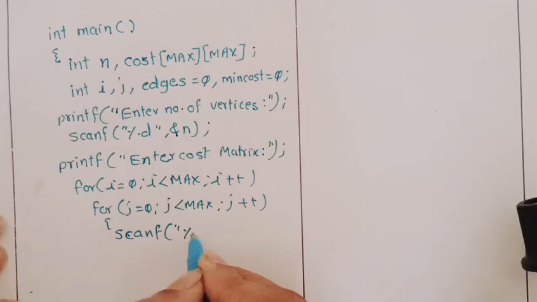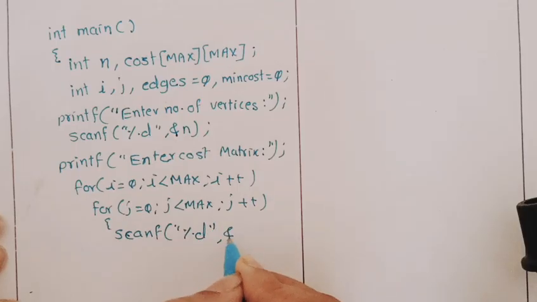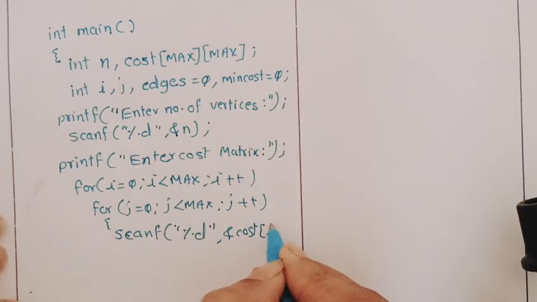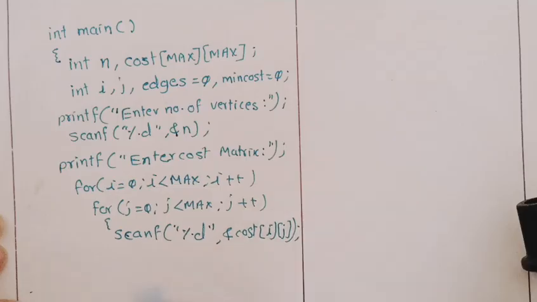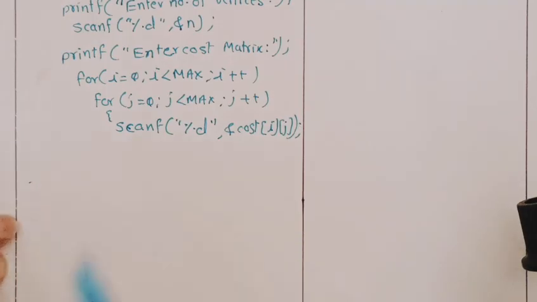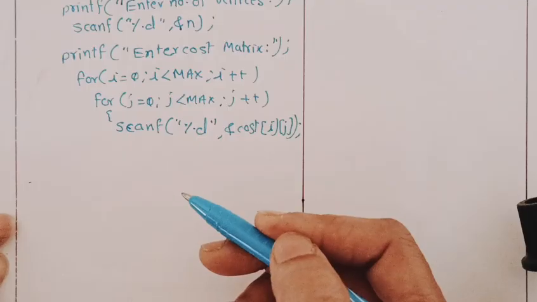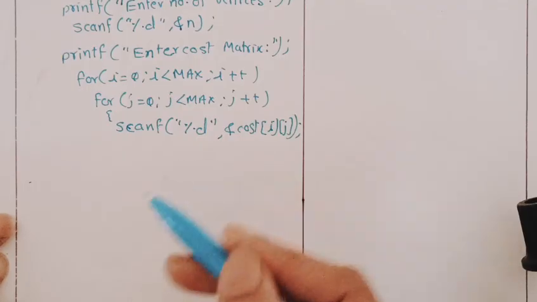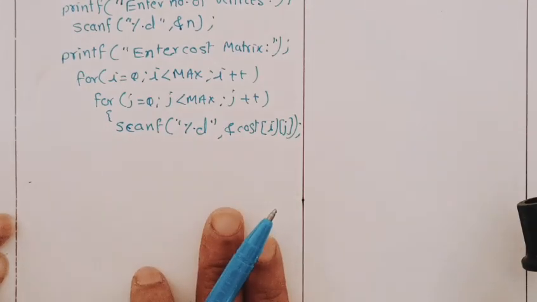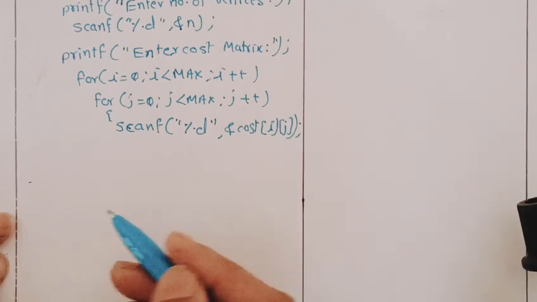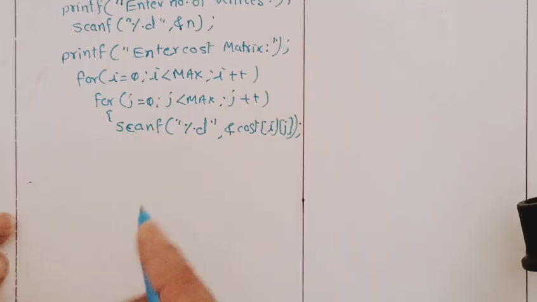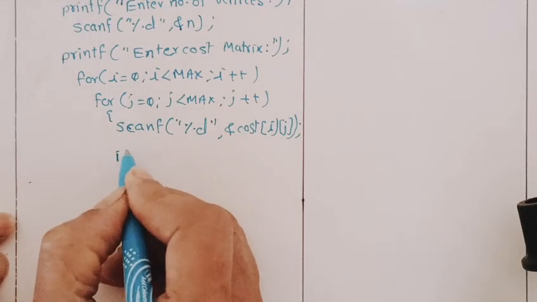Here you have to read the cost matrix, that is cost of i and j. After reading, you have to check whether the cost of that edge is 0 or not. If the cost of that edge is 0, then that edge does not exist. And if you are finding the minimum cost, then 0 would be the minimum cost. So in place of 0, we have to put a maximum number here.